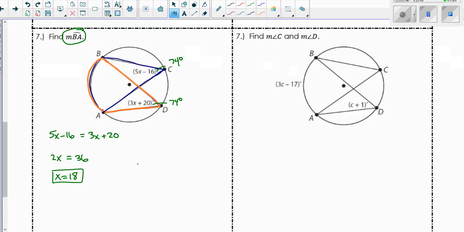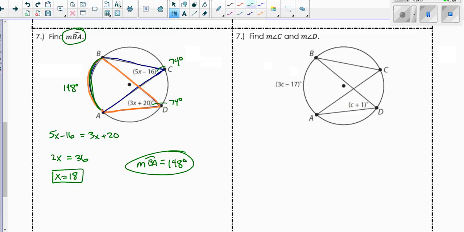So that means that the measure of arc BA, so arc BA is right here, is double 74. So this has to be 148. Okay. So 148 degrees. That's my answer. Again, state your answer. Do not leave it on the diagram. Leaving it on the diagram means that you're trying to make me assume that you know what an arc is, and I don't want to assume.